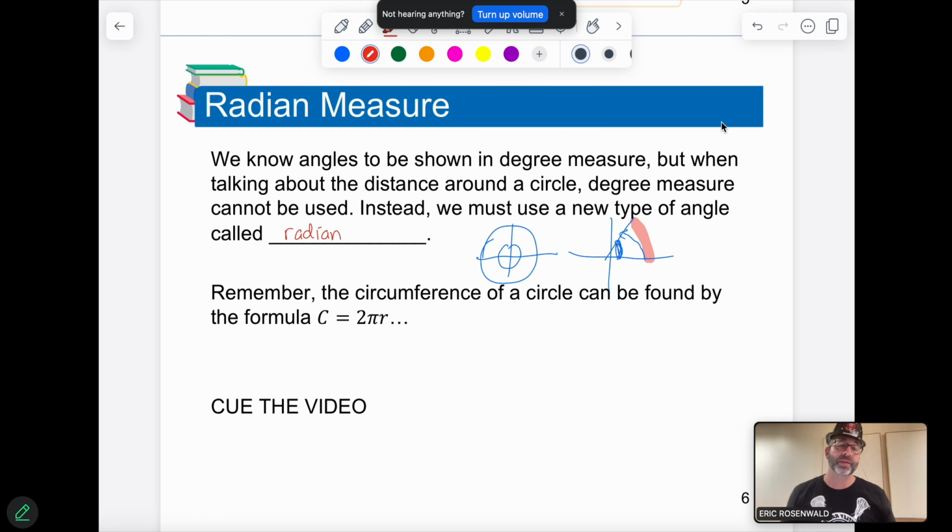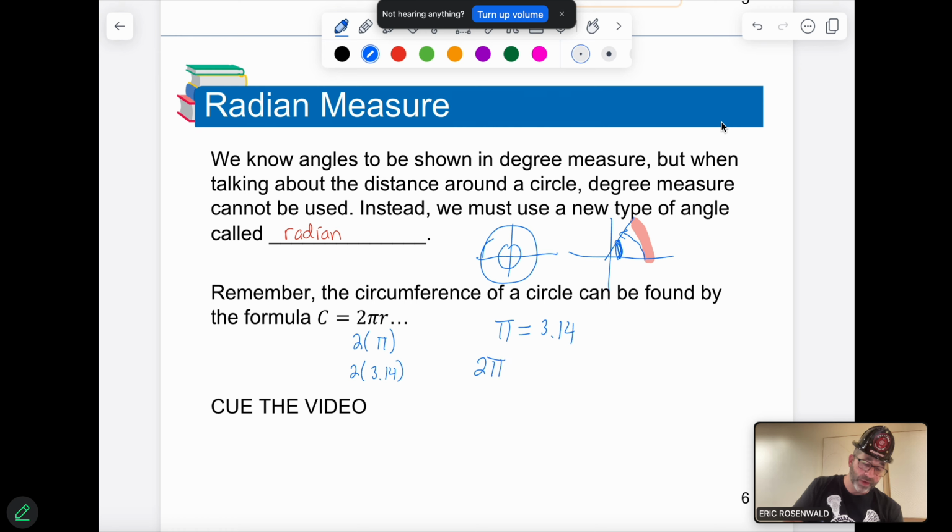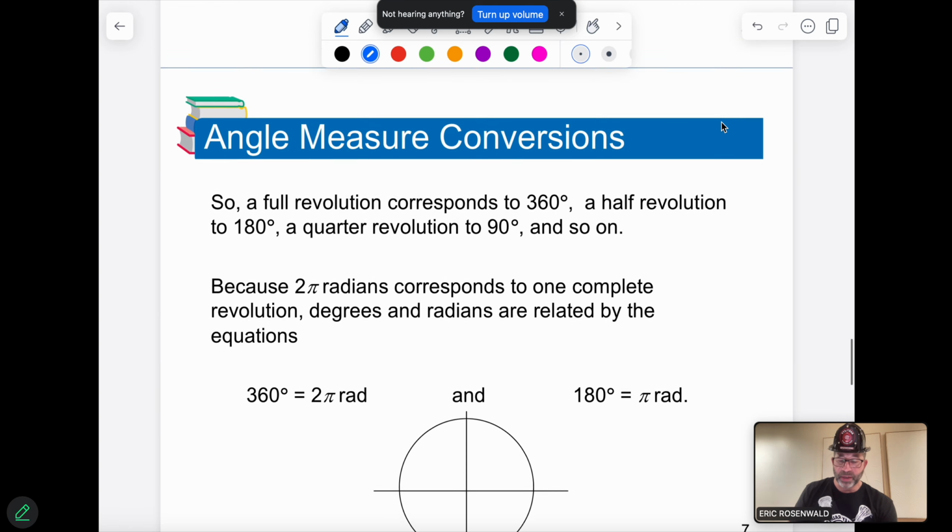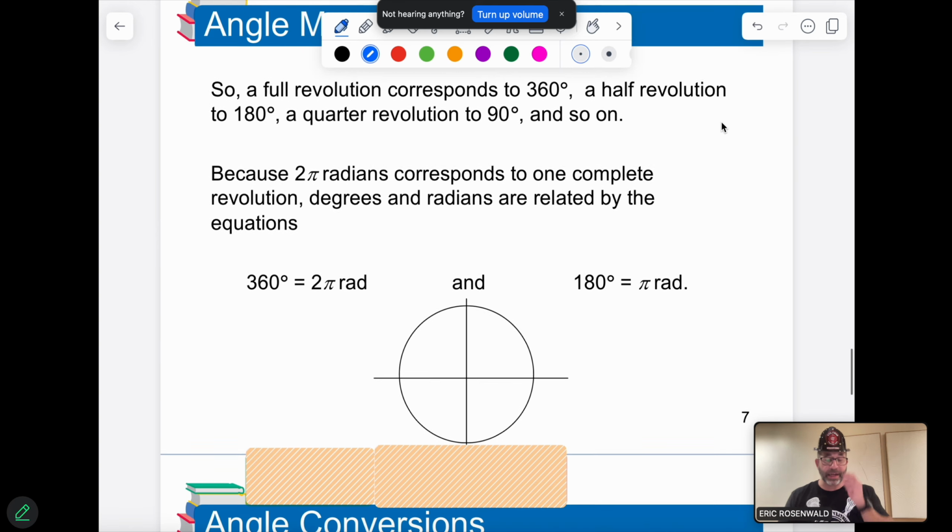It says, remember that the circumference of a circle can be found by C equals 2 pi r, right? Let's talk about that number right there, 2 pi. You should recognize that 2 pi is really saying 2 times 3.14, right? We know that pi is equal to 3.14, at least I hope we all know that. And if I said 2 pi, we get that that's equal to 6.28. I'm going to come back to these numbers in a second, but let's jump down here to the connection piece.